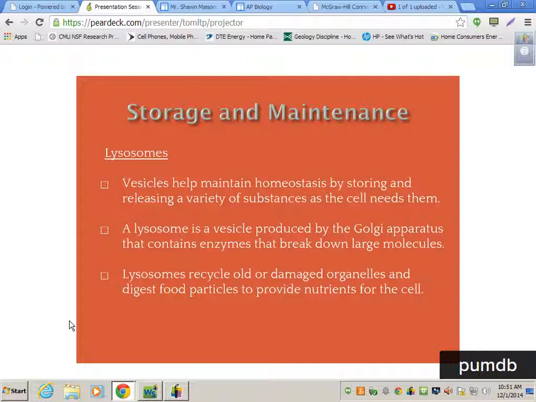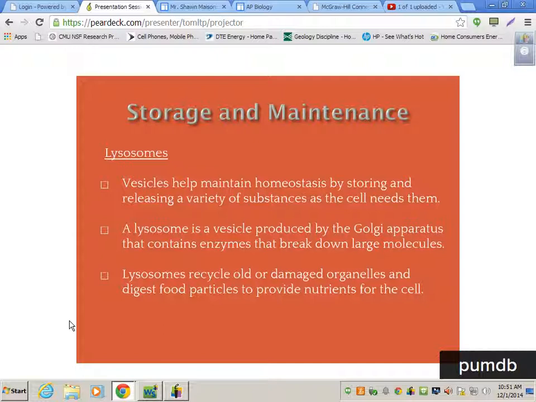So vesicles help maintain homeostasis by storing and releasing a variety of substances as the cells need them. And a lysosome is a vesicle produced by the Golgi apparatus that contains enzymes that break down large molecules. Lysosomes can recycle old or damaged organelles and digest food particles to provide nutrients for the cell. So they're almost like the stomachs of the cell. They're floating around, little fat bubbles that hold enzymes in them.